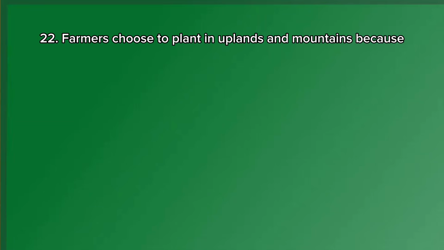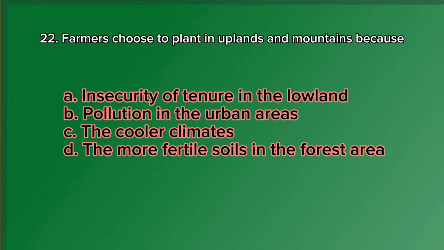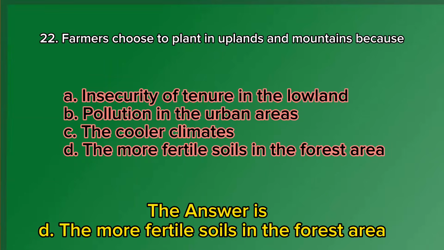22. Farmers choose to plant in uplands and mountains because A. Insecurity of tenure in the lowland. B. Pollution in the urban areas. C. The cooler climates. D. The more fertile soils in the forest area. The answer is D. The more fertile soils in the forest area.